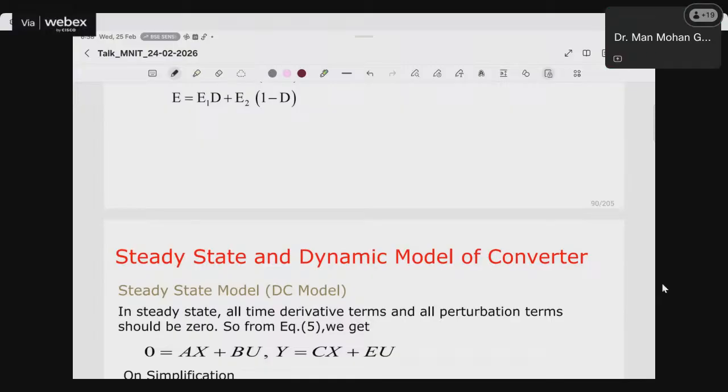This is very important, for those who are working on converters and their applications in microgrids and EVs, especially on the controller side. If there is any question, please ask.